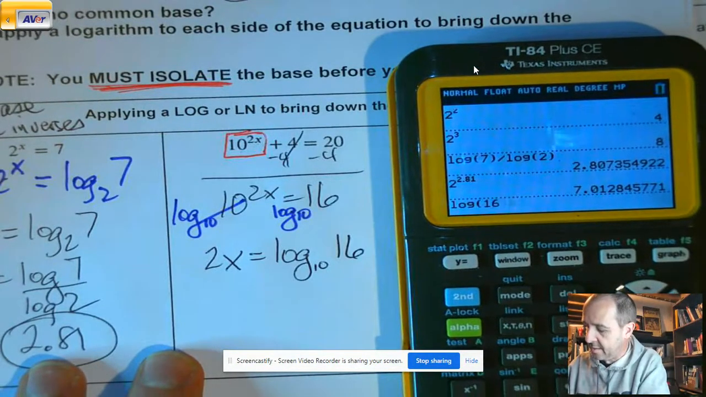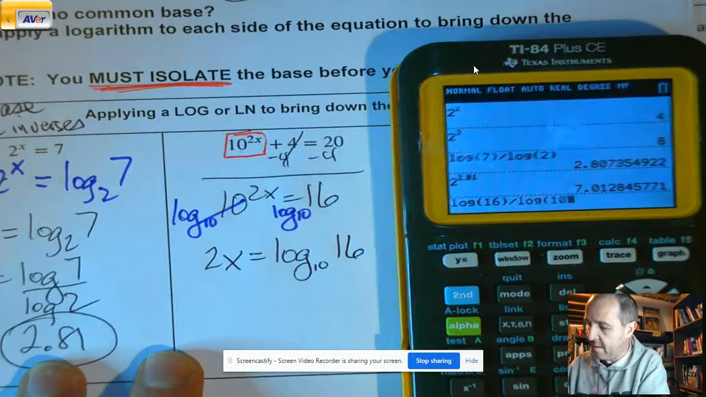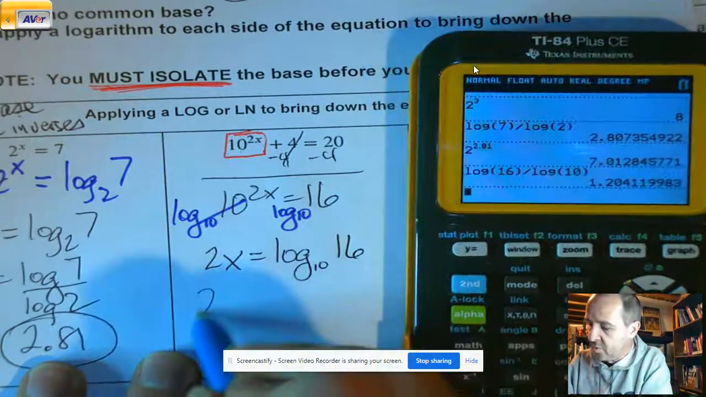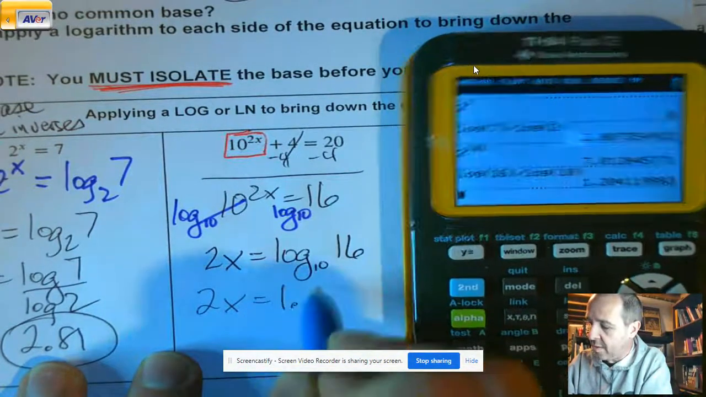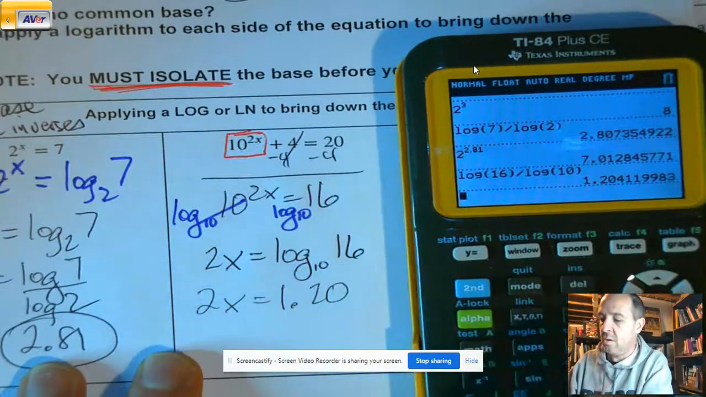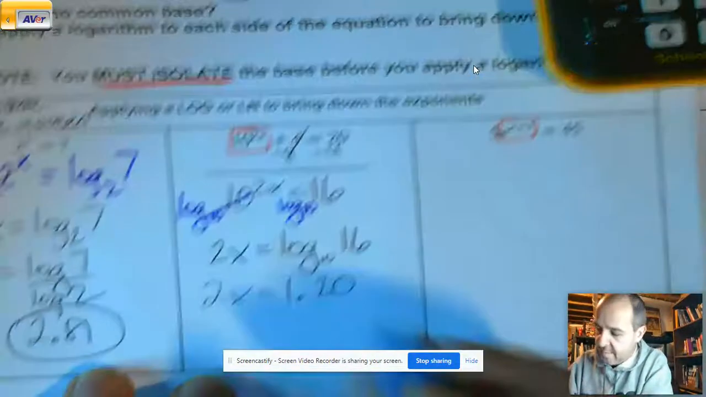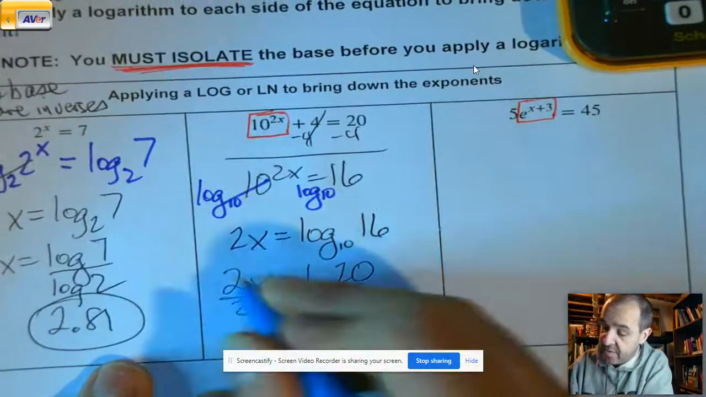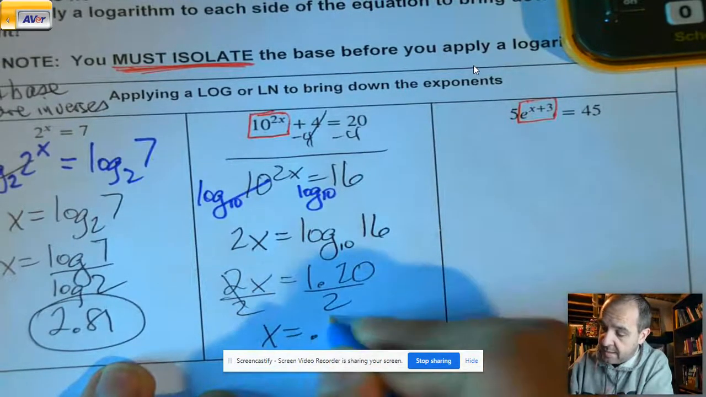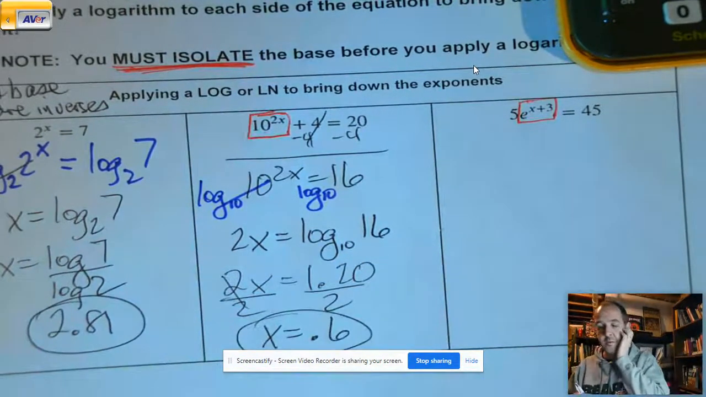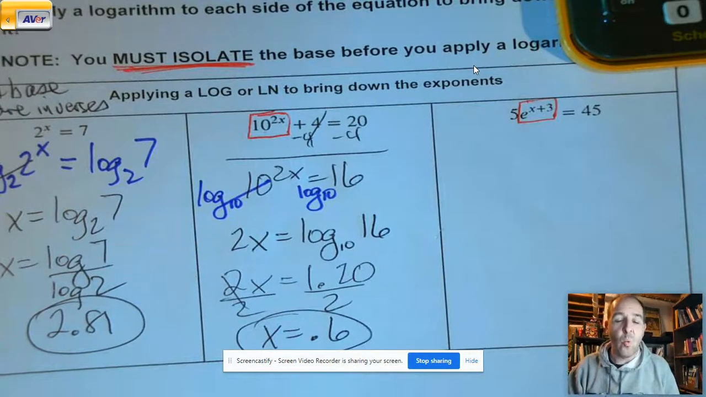Log 16 divided by log 10. So 2x equals 1.20. Divide by 2. We actually had one extra step this time. X equals 0.6. And we move on. So once I can isolate my base and get the log in there, now it just becomes algebra 1.